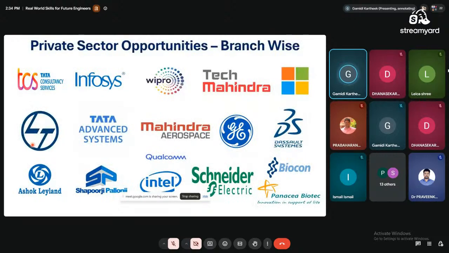So coming to the private sector opportunities, you have Tata Consultancy Services. Many other companies are there. These are the giants. That's why I kept this. Infosys is there, Wipro is there, Tech Mahindra is there, Microsoft is there, Larsen and Toubro, particularly for mechanical and civil, Tata Advanced Systems for defense and aerospace applications, Mahindra Aerospace, GE Aerospace, Dassault Systems, Ashok Leyland, Shapoorji Pallonji, which is for civil engineering, Intel, CSE, IT people may be more focused, even electronics people, Schneider Electric, Biocon for biotechnology. See, many private sector opportunities are awaiting, but as I told you, competition is huge. You should be prepared from the first day itself.